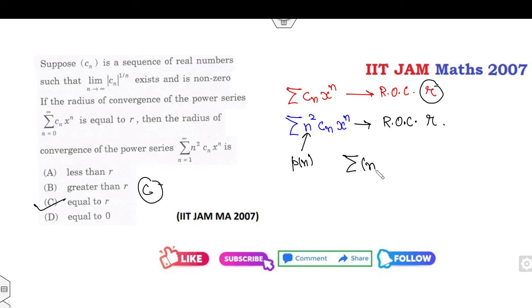If somebody gives you a series and asks you to find its radius of convergence, fine. Again you can see this is my polynomial. Fine, it's a polynomial, so this also has the same radius of convergence as the original series. So that's again the same shortcut trick you can apply.